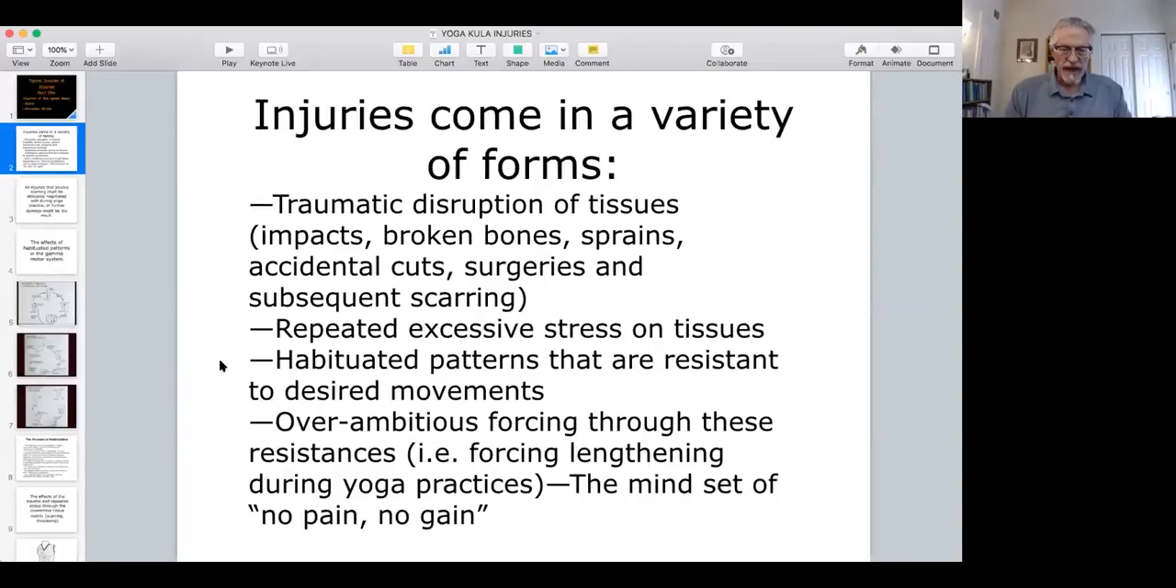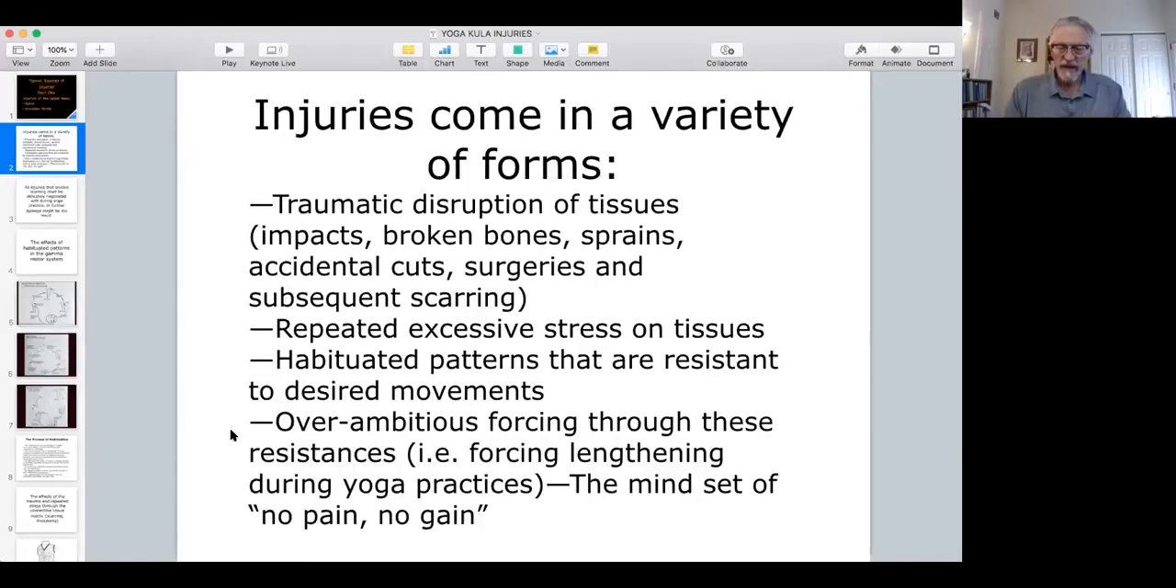Injuries can come about because habituated patterns that we've developed in our movements are resistant to any further movements we desire to make, like opening ourselves in our yoga practice, lengthening, softening, stretching. So those habituated patterns will provide resistance to the introduction of new movements that go beyond their built-in restraints.